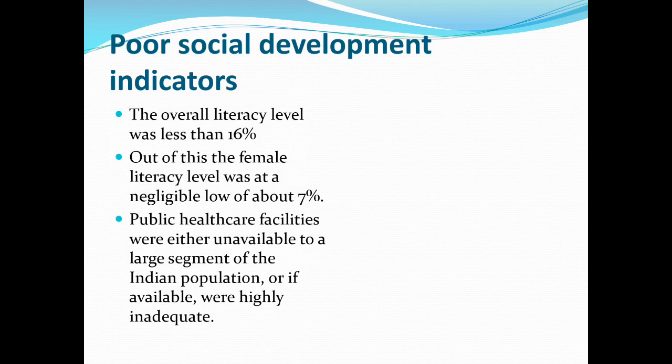So then, public healthcare facilities were either unavailable to a large segment of the Indian population, or if available, were highly inadequate. Again, the facility of hospitals, the facility of hygiene was very limited. There were a lot of different types of diseases, and which did not have a proper medication. And if you needed to visit a doctor and get a treatment done, you'd have to wait for days for a doctor to arrive to a village or your house.